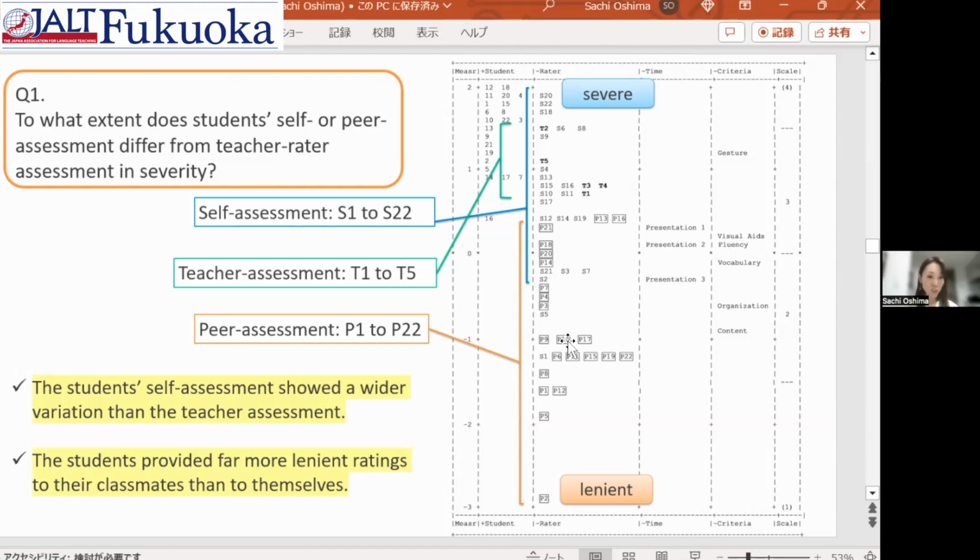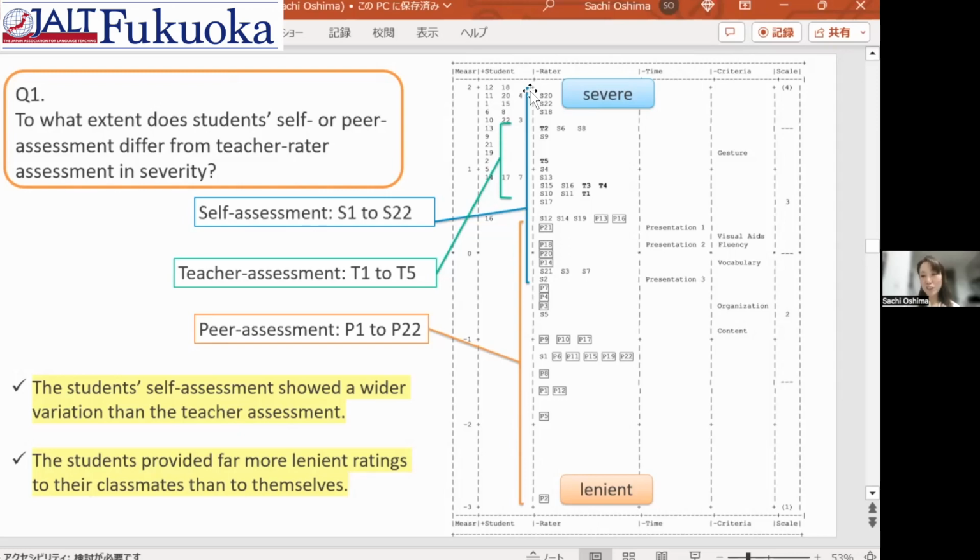Then what about the teacher assessment? Teacher assessment, 5 teachers, ranges from here to here, the green line. So student self-assessment showed much wider variation than the teacher assessment. In terms of accuracy, or in terms of the similarity among the student assessment, peer assessment, and the teacher's assessment, they are different. So sometimes the teacher would like to introduce peer assessment instead of the teacher's assessment.